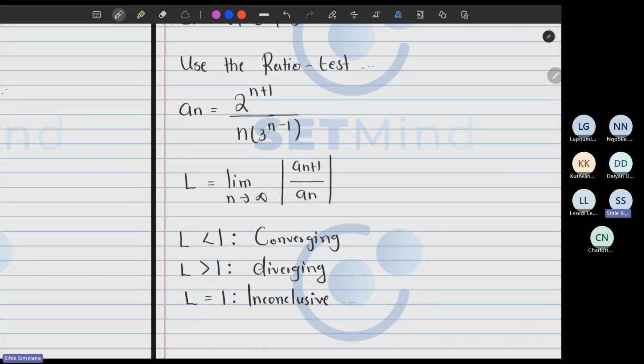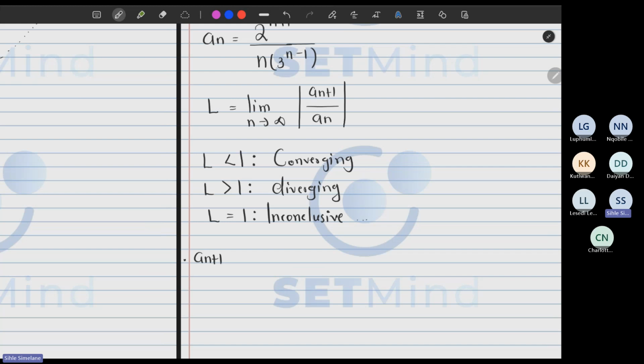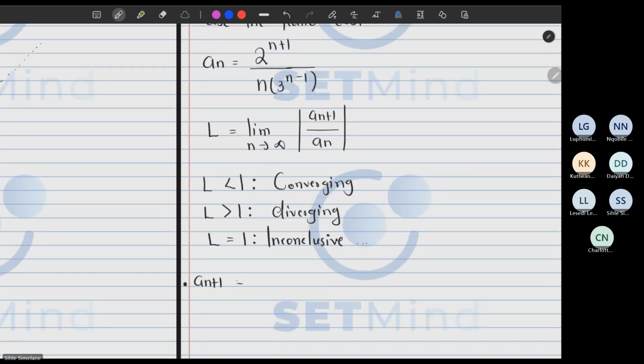Since we are given our a n, we need to find our a n plus 1. Wherever we see n in the formula for a n, we put n plus 1. So we'll have 2 to the n plus 1 plus 1, divided by n plus 1, and then open bracket with 3 to the n plus 1 minus 1. Are you still following?